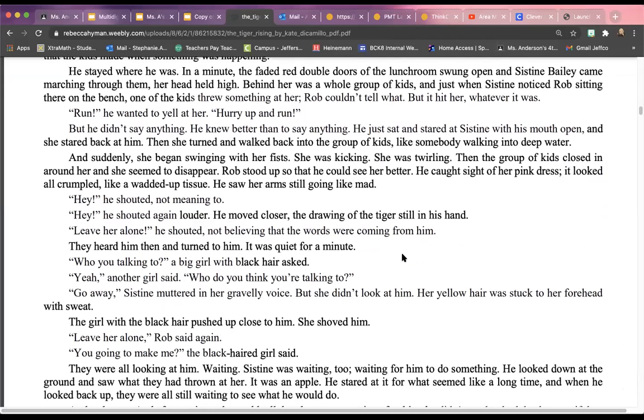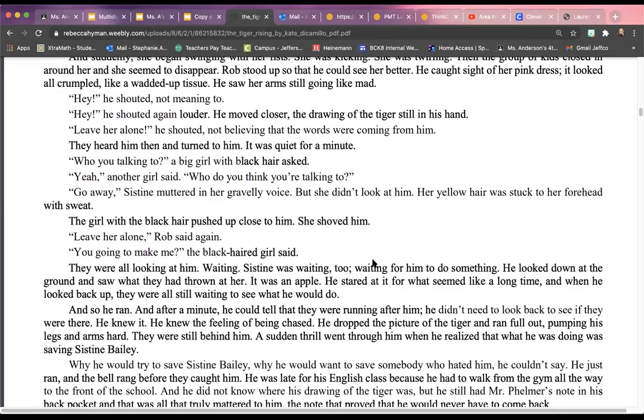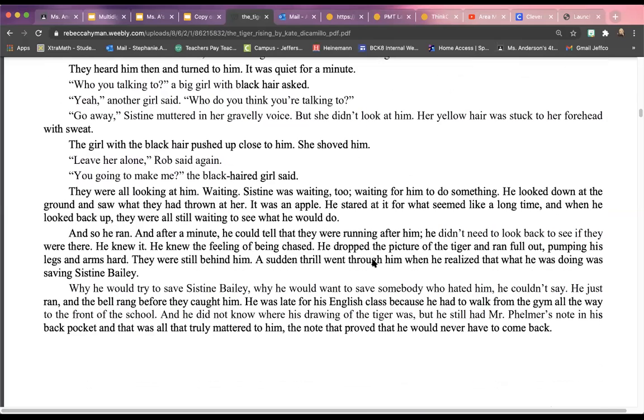And this is interesting because previously Rob was really shy, never spoke up for himself, never spoke up for others. So in this chapter, we see him all of a sudden get brave. And he yells, "Leave her alone." And so then he took off running, and they weren't running after him anymore, and he saves Sistine. So that would be kind of a quick synthesis.